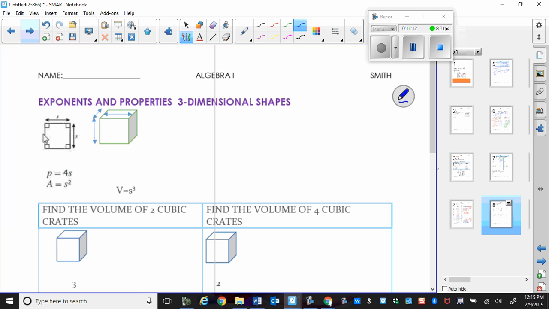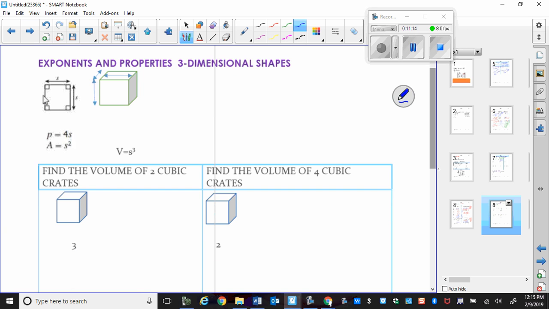Next, we have exponents and properties for three-dimensional shapes. So things you need to know. The perimeter of a square is 4 times the length of a side. So S is the length of a side. What you're doing here is writing formulas. So it says find the volume of 2 cubic crates if S equals 3. So two of these crates would need 2 volumes.